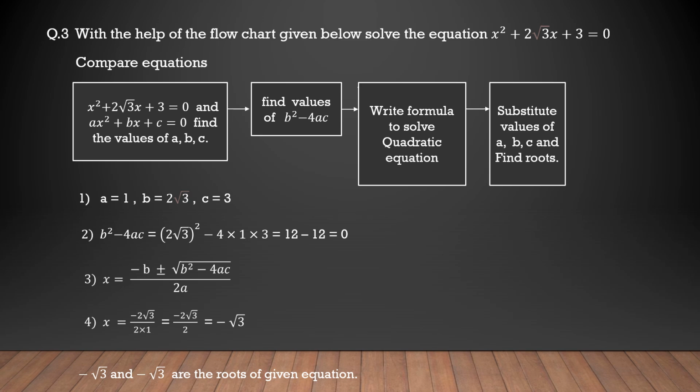So we write only value of minus b and by 2a, a is 1. So 2 into 1 is 2. So we write x is equal to minus 2 root 3 by 2 into 1 is equal to minus 2 root 3 by 2. After solving, minus 2 by 2 is 1 and we write minus root 3. So the value of x is equal to minus root 3.